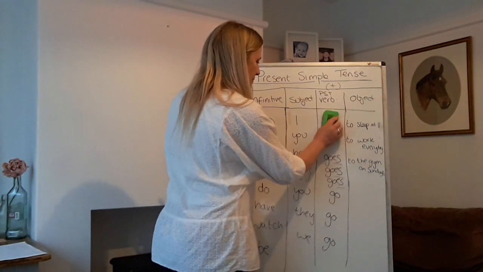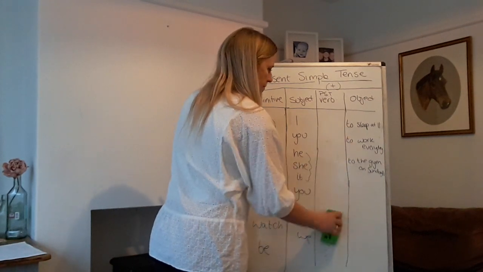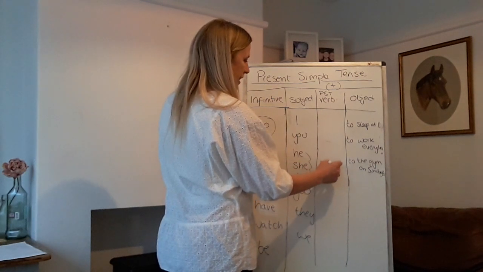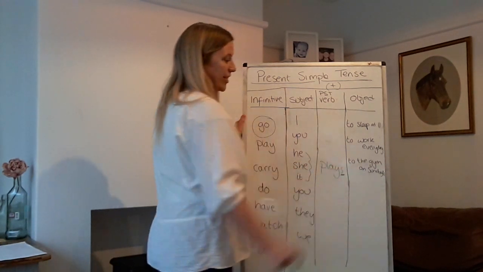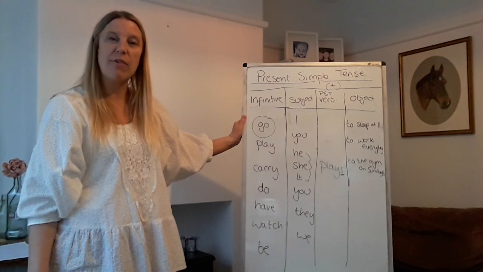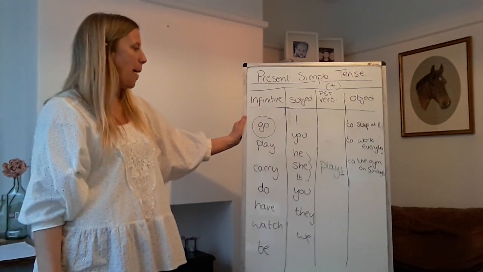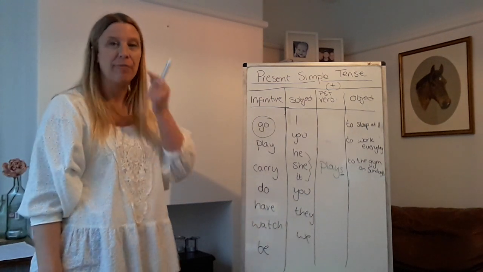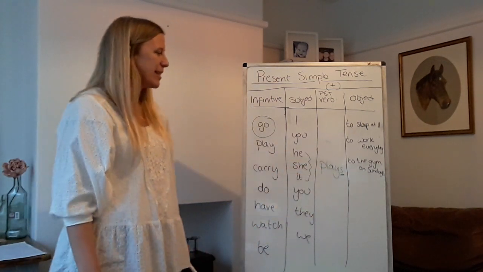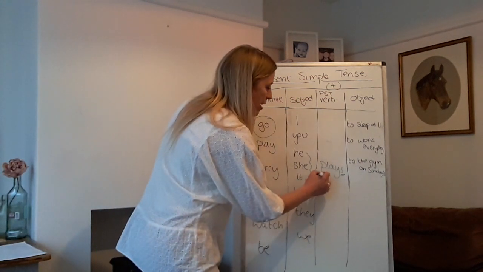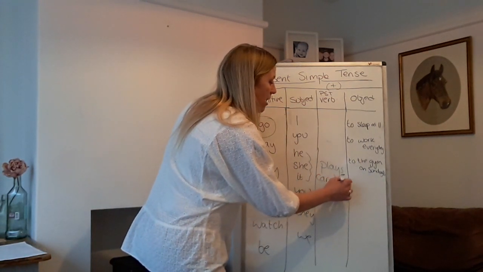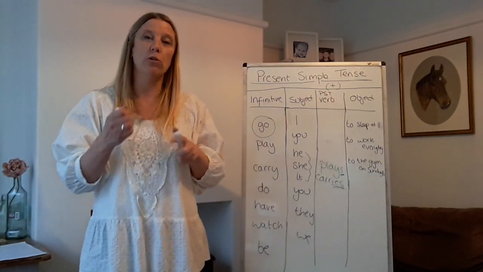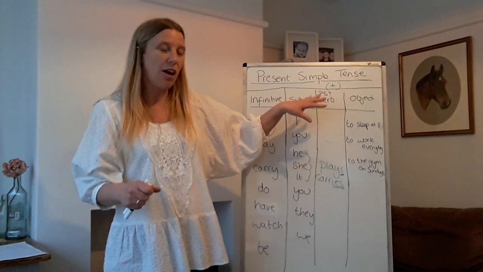So for play, it becomes plays. We just add an S. Play becomes plays. The others stay the infinitive: I play, you play, they play, we play. But we just add an S to plays. Carry becomes carries. We add IES and we remove the Y. So this is an important spelling rule. If you remember, we touched on it last week.